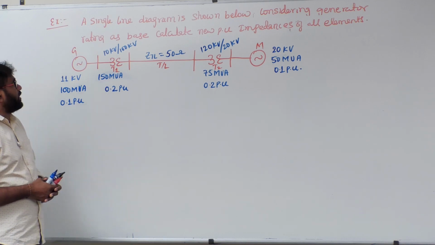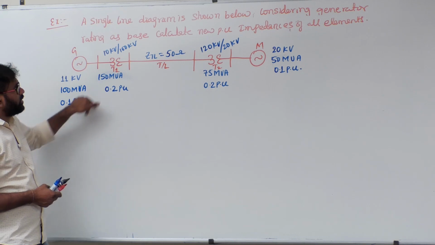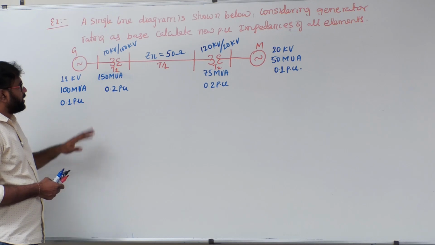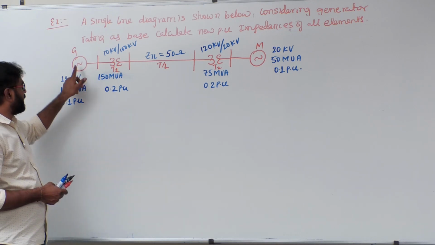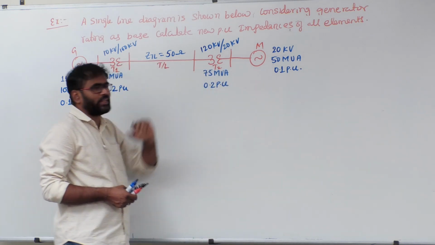In this question it is given that a single line diagram is shown below. Considering the generator rating as base, calculate the new per unit impedances of all the elements. Here we have a total of 5 elements: a generator, transformer 1, a transmission line, transformer 2 and a motor. This is how they are interconnected.